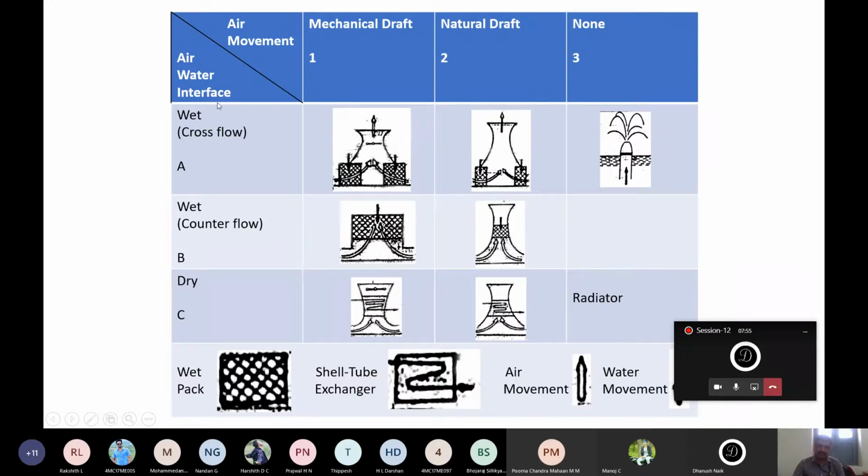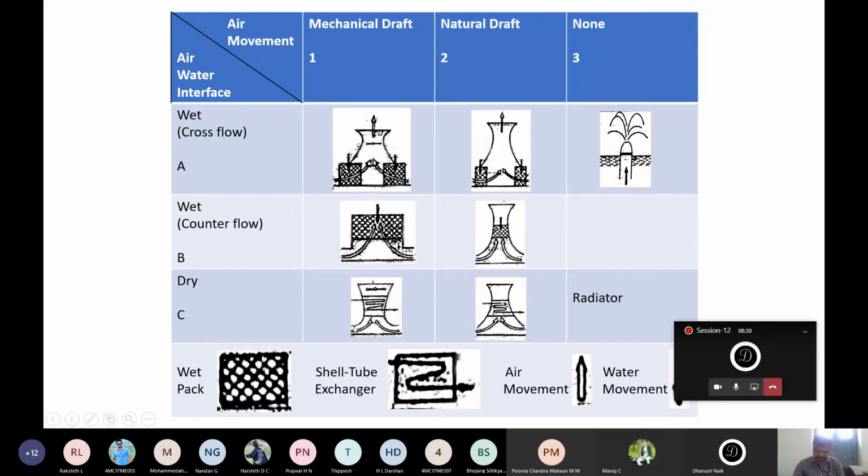Next, for air water interface, there are three possibilities: wet, again in wet two types of flow, cross flow and counter flow, and dry. These are representations of the symbols used in the solution. So these are the solutions. If you combine cross flow and mechanical draft, this is the solution. This is the solution by combining cross flow and natural draft. This is the solution without considering any draft.